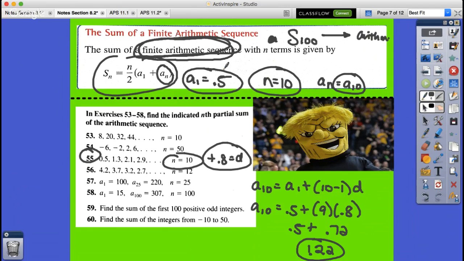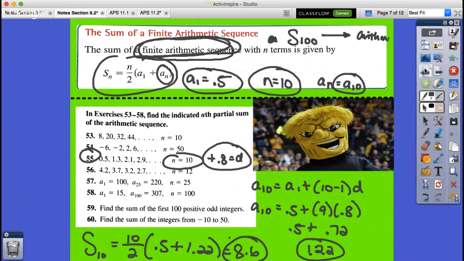And so when I plug this formula in, it should look like this. It should say S of n, n being 10, so this is the sum of the first 10 terms, is equal to 10 over 2 times 0.5 plus a sub 10, or a sub n, would be 1.22. So I combine these two together, 1.72 times 5. 0.72 times 5 would be 8.6. And so the sum of this would be 8.6, the sum of those first 10 terms there.